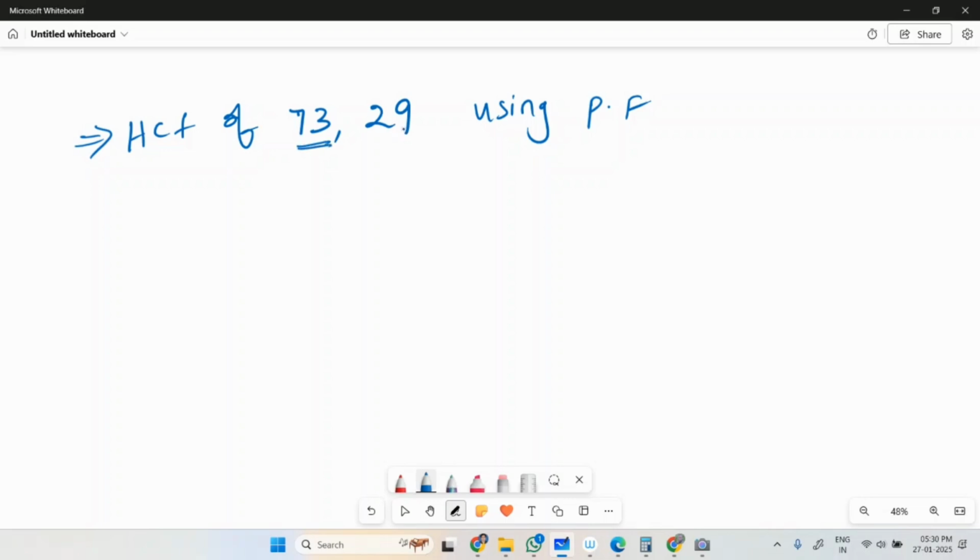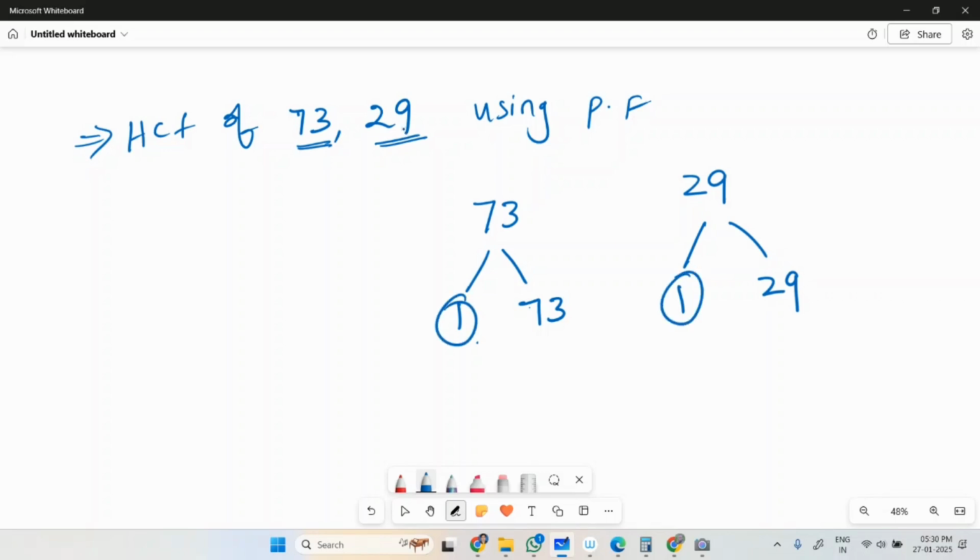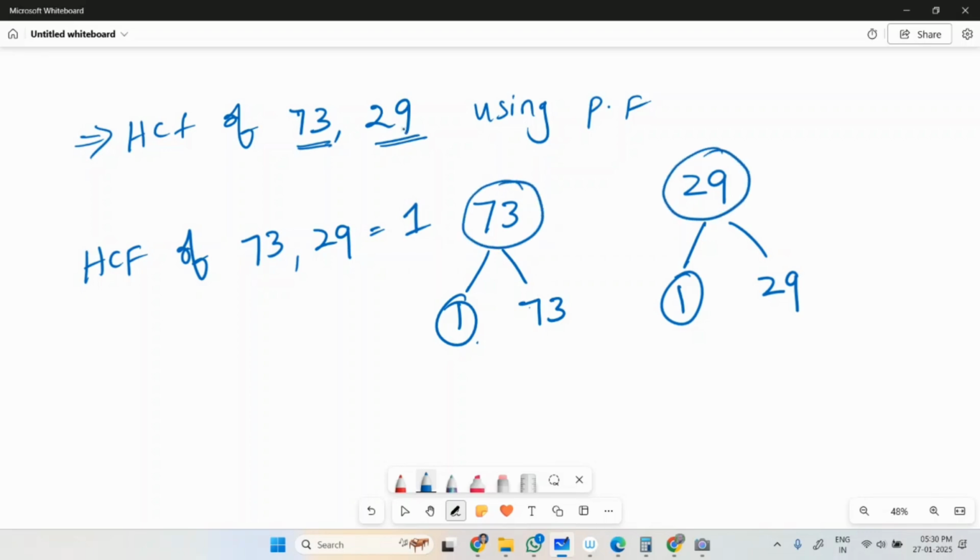73 is a prime number. We will have 73 factors are 1 and 73 only. 29 is also a prime number. 29 factors are also 1 and 29 only. These two numbers' common factors are only 1. So HCF of 73 and 29 is only 1, because when you are finding out the HCF of two prime numbers, HCF will always be 1. That is the basic rule.